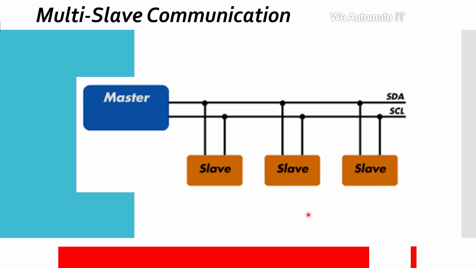Actually the master will generate the clock, initiate the communication, send the slave addresses, and then control the data transfer. Okay, so this is the process of the master, how it works in the network, and the best example for this master is a microcontroller.